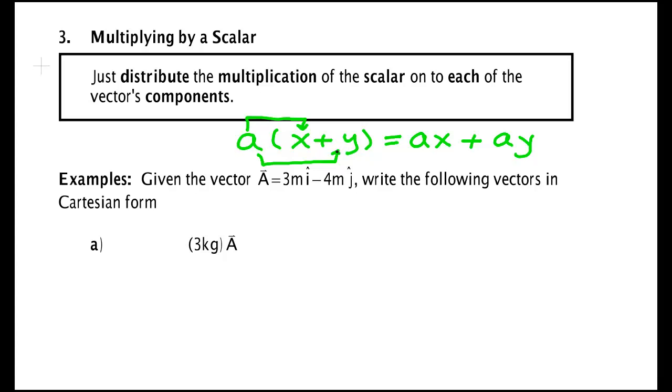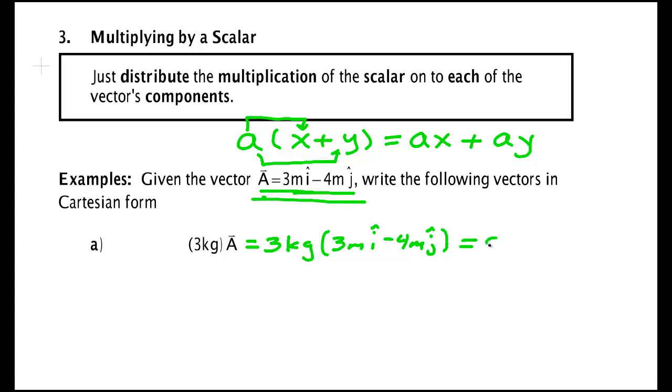You just distribute. So as an example, here's our vector, 3 meters i hat minus 4 meters j hat, and we want, for instance, to multiply by the scalar 3 kilograms. So that's 3 kilograms times (3 meters i hat minus 4 meters j hat). So I now distribute: 3 kilograms times 3 meters is 9 kilogram meters i hat, and 3 kilograms times minus 4 meters is minus 12 kilogram meters j hat.